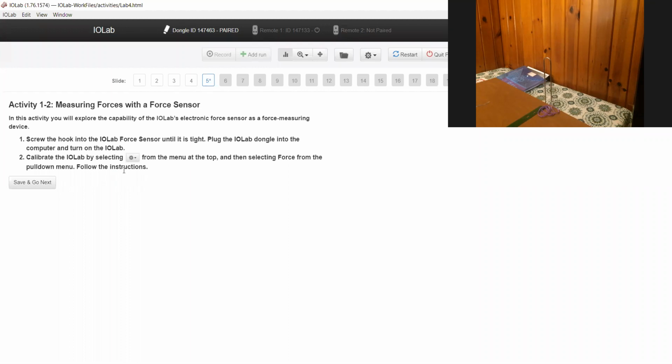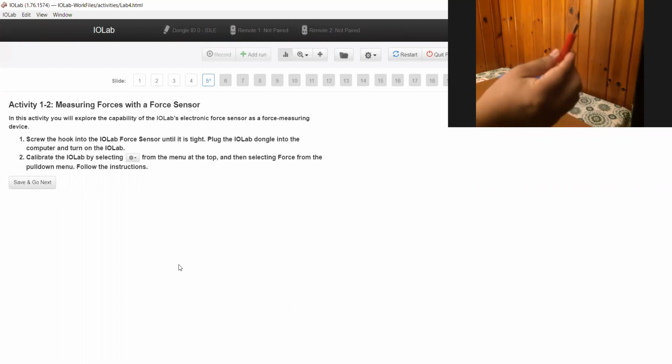So for that one, let's do the hook. I will already have the sensor in here. Yeah, you can see the sensor. Then the dongle. I have already plugged in the dongle. You may go ahead and plug in the dongle. Let me show you, that's a dongle, so you can plug it in.